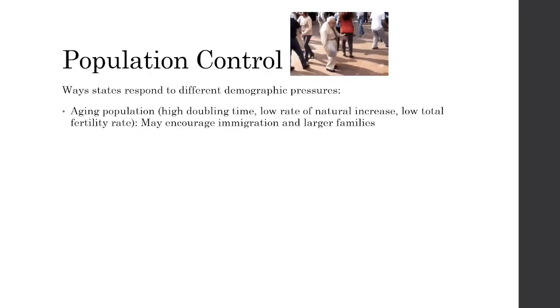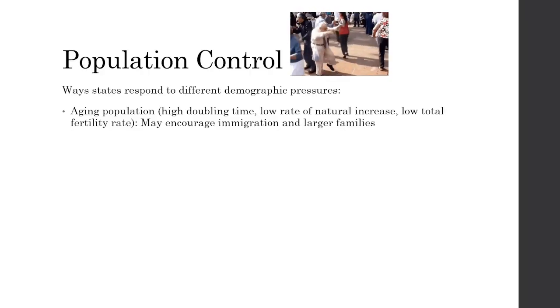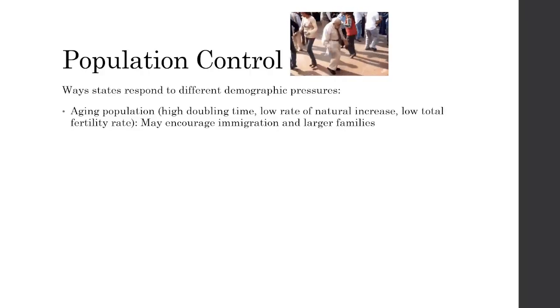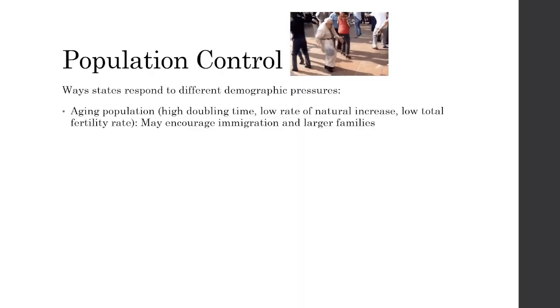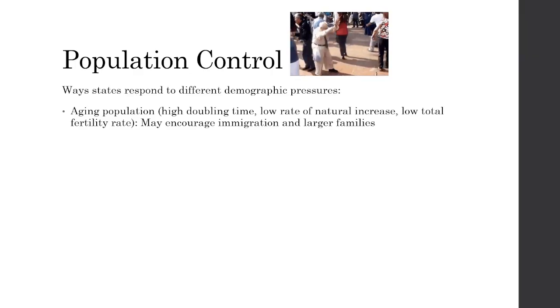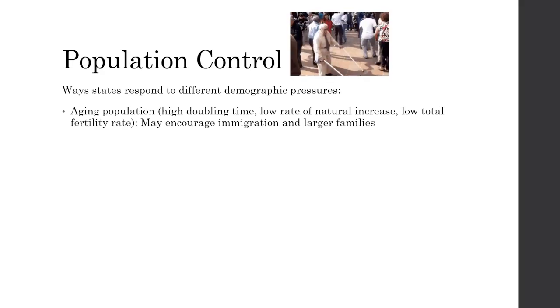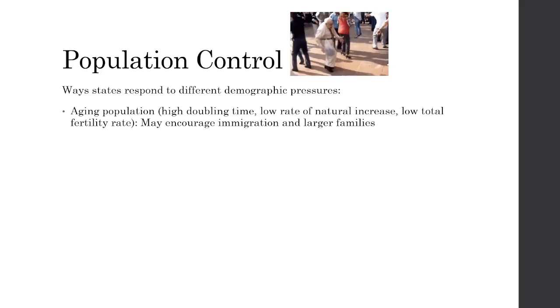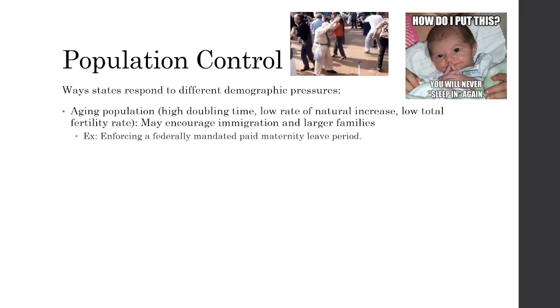Total fertility rate. That's the average number of children a mother is expected to bear, on average, within a country. So in an aging population, they're going to have fewer children, fewer babies being born, which means the total fertility rate is going to be lower. So in states with aging populations, how are they going to respond to that? Well, they're going to encourage immigration to bring in more people, as well as larger families. They're going to try to increase that total fertility rate.